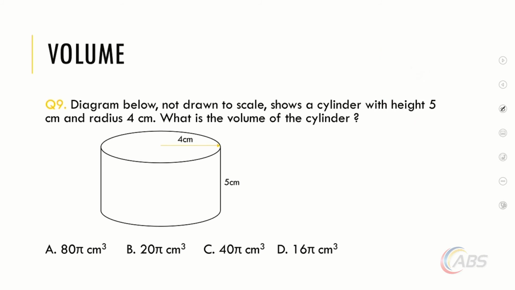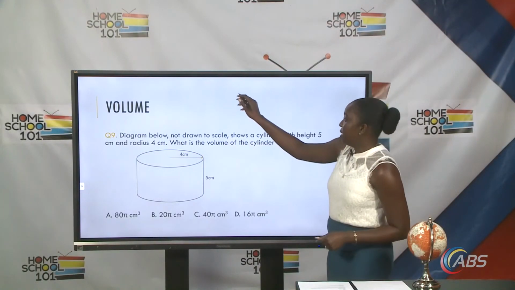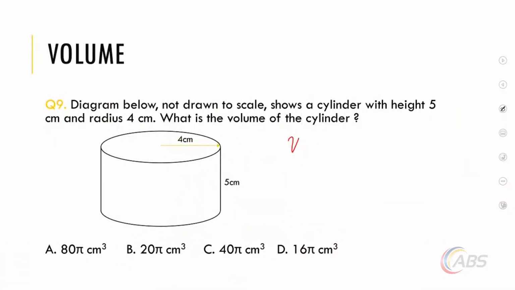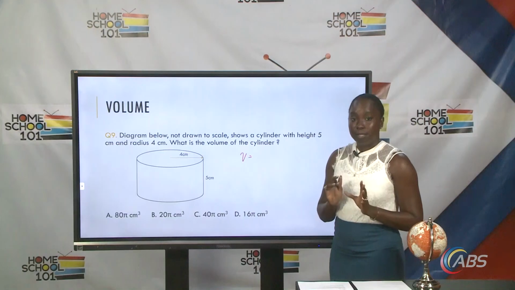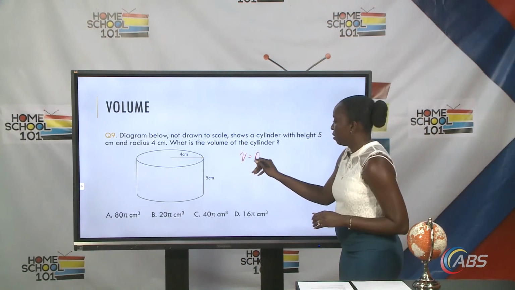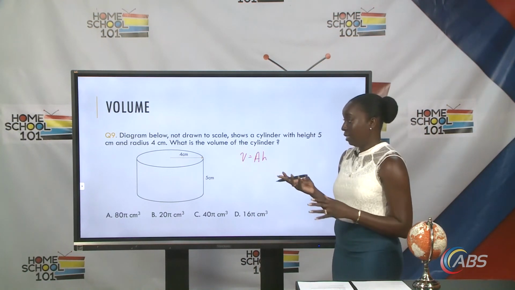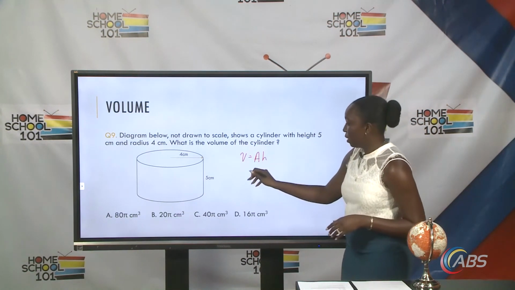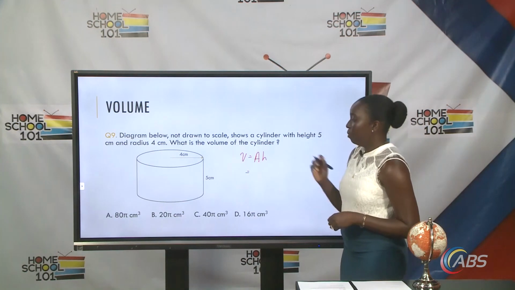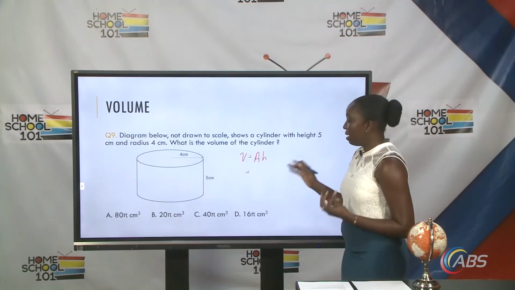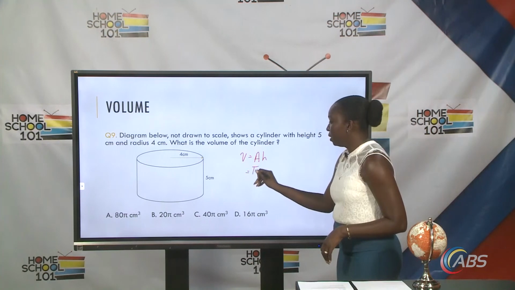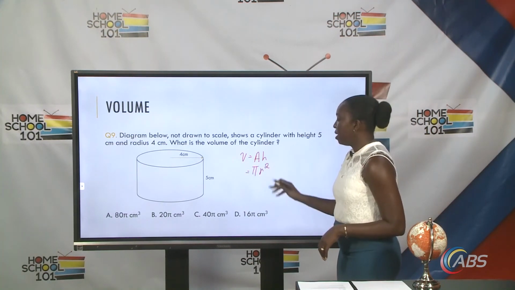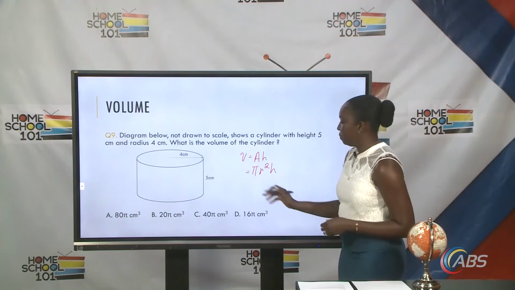Okay, so the volume of a cylinder, let's just do it there. The volume is equal to the area of the face of the circle times the height. In this case, this shape is made out of a circle. So the circle is what we're going to have to find the area of, and then we multiply it by the height. What is the area of a circle? The area of a circle is pi r squared, and we're going to multiply it by the height.